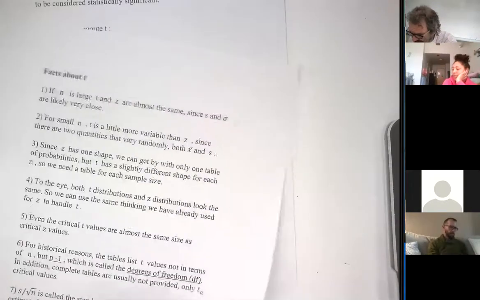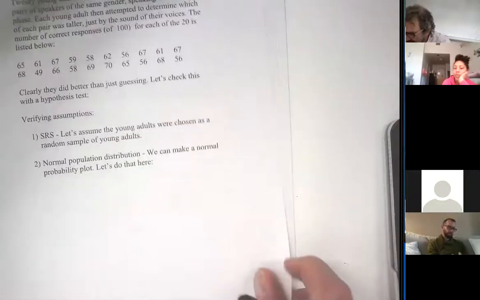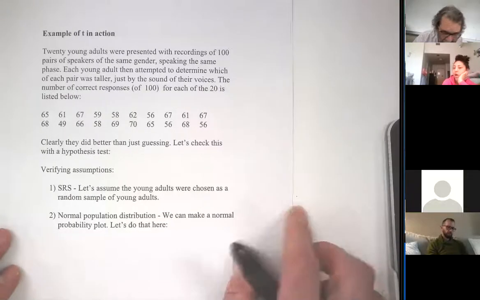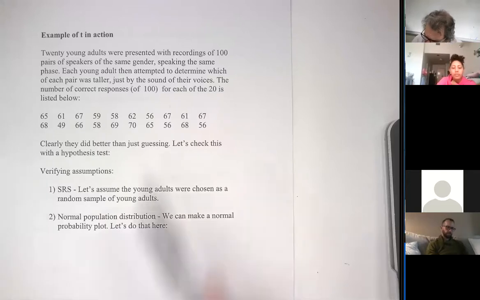Proceeding on. An example of T in action. 20 young adults were presented with recordings of 100 pairs of speakers of the same gender, each speaking the same phrase. Each young adult then attempted to determine which of each pair was taller just by the sound of their voices. So 2 people talked, and they said, I think the first one is taller, or I think the second one is taller. The number of correct responses out of 100 for each of the 20 is listed below.